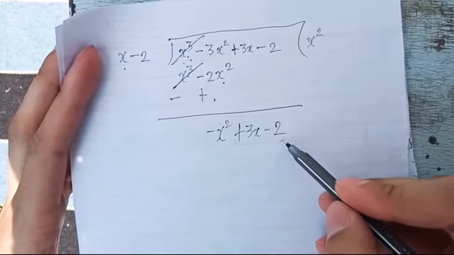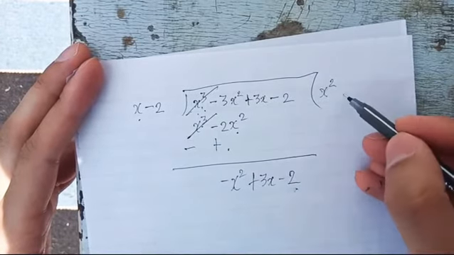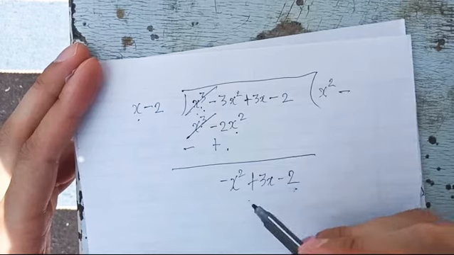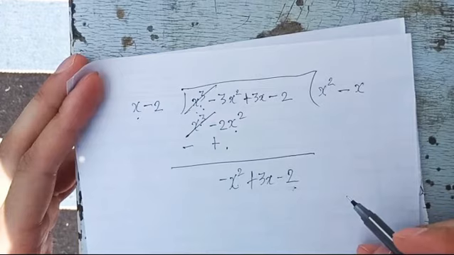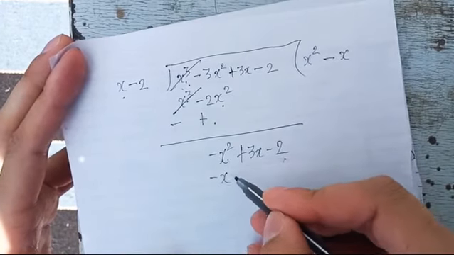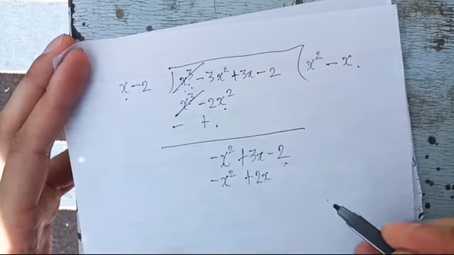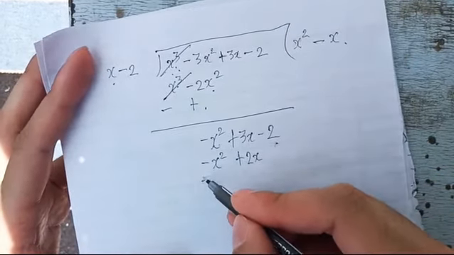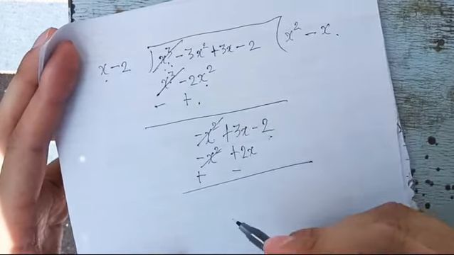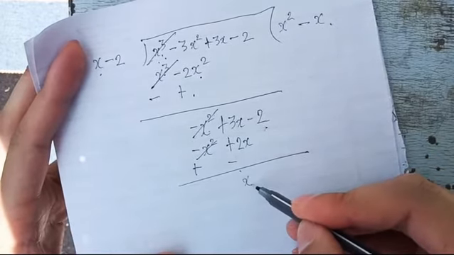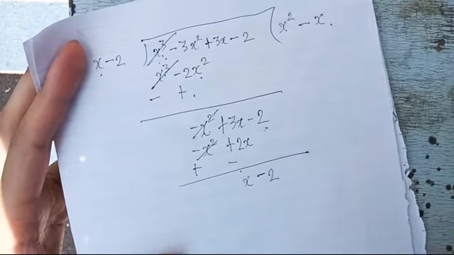Now again, here x is there, here minus x square, so the minus sign should be there, no? Minus sign should be multiplied, and we need x square, so we will multiply with x. So you will get here minus x square, and minus x into minus 2 will become plus 2x. Now again changing the sign, minus will become plus, plus will become minus, and they will cancel out. 3x minus 2x will become x, and minus 2 as it is, so we get x minus 2.